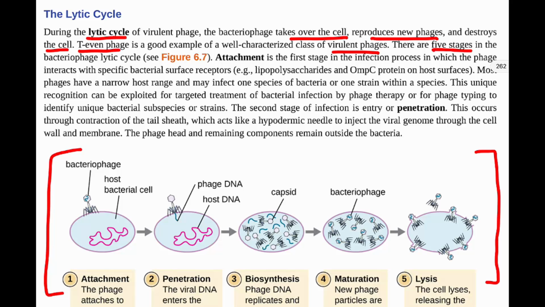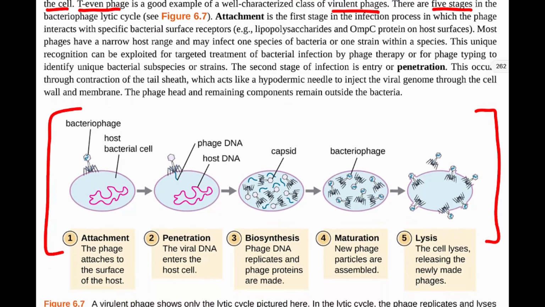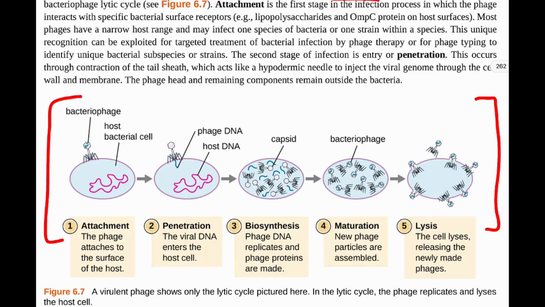So the first stage, I'll just scroll down just a bit here, is called attachment. So we have our bacteria, and remember we're talking about a bacterial cell here. This is our bacteria cell and our bacteriophage, which is a virus that infects bacteria. And what we see first is this attachment. The bacteriophage is going to attach itself to the surface of the host, and the way that it does that is that it's going to bind with specific bacterial surface receptors.